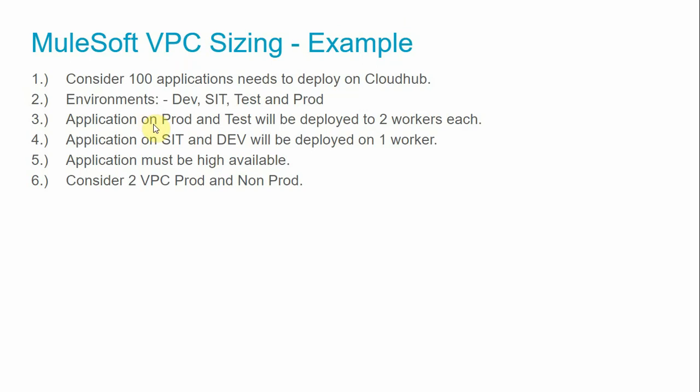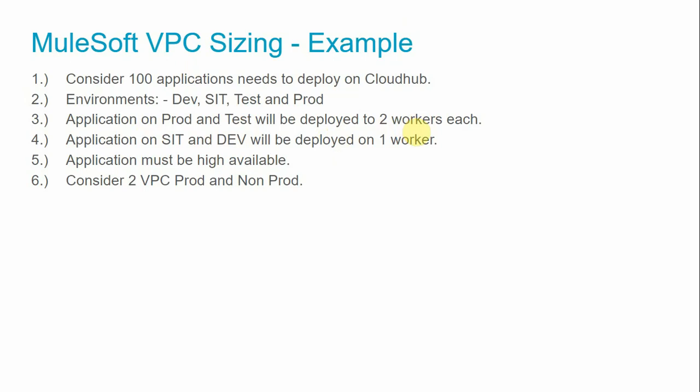So application on the prod and test will be deployed to the 2 workers each. For high availability and zero downtime, I am going to deploy the application on prod and test onto 2 workers. So basically each application will be deployed to 2 workers on prod and test.